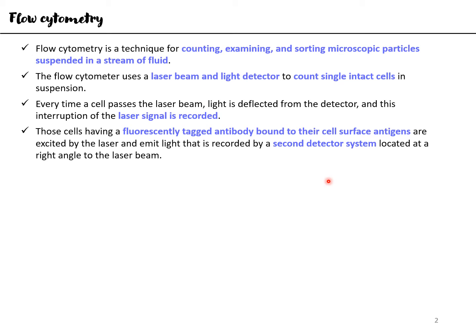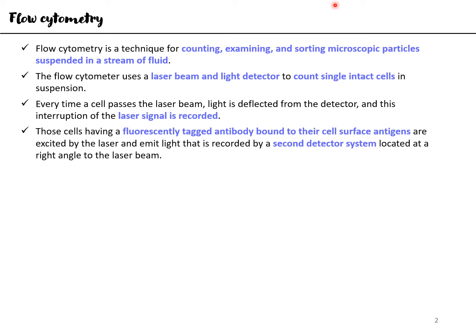Next, if this cell is expressing the specific epitope against which you've added an antibody, this antibody is conjugated to a fluorophore. The fluorophore will be excited by the laser, because keep in mind that the laser beam would be of such a wavelength that can excite the fluorophore molecule.